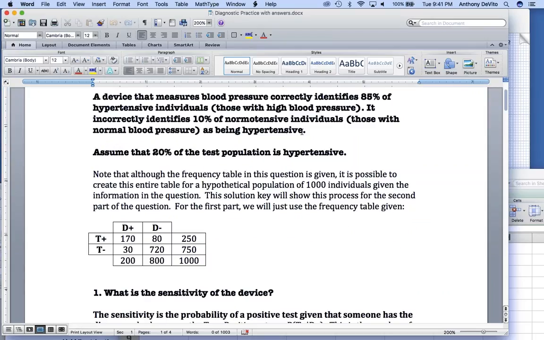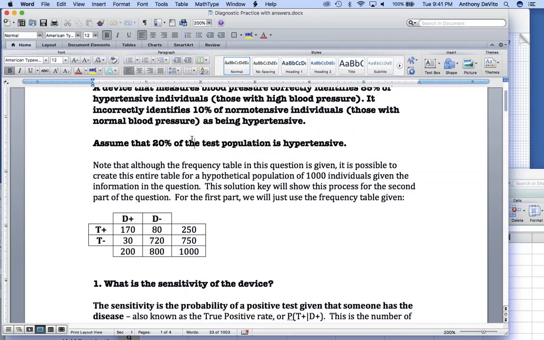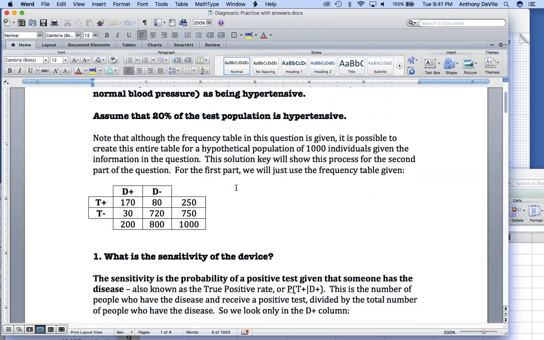A device that measures blood pressure correctly identifies 85% of hypertensive individuals. So our sensitivity is 85%. It incorrectly identifies 10% of the normotensive individuals as being hypertensive. So we have a test that has a sensitivity of 85% and a specificity of 90%. It gets it right 90% of the time if you don't have high blood pressure. Assume that 20% of the test population is hypertensive.